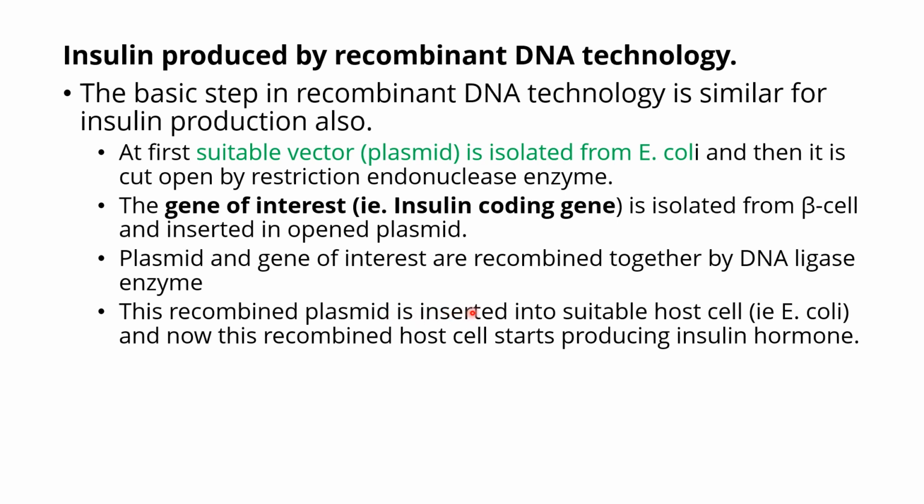So this recombinant plasmid is then inserted into the host cell, which is E. coli. Yesterday we looked at how this insertion happens. This happens by the shock method. So it's inserted back into the host cell, which is E. coli, and now this recombined host cell starts to produce the hormone insulin. So that is a nutshell.